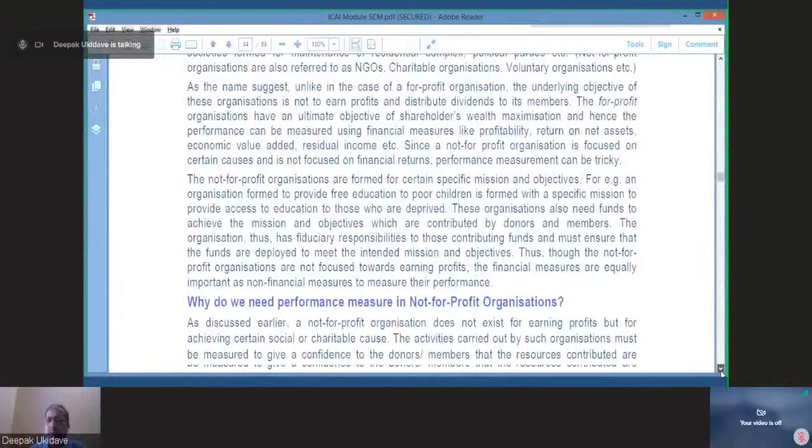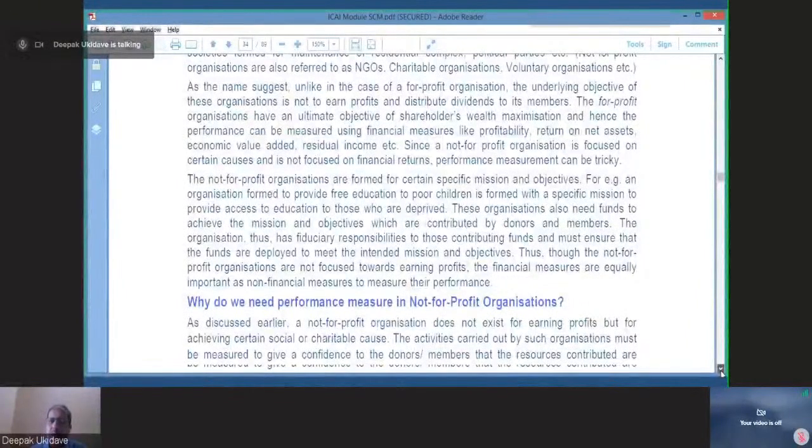So in case of not-for-profit organizations, apart from financial measures or over and above financial measures, non-financial measures are equally important. Financial measures are important because you are accountable to the donors and patrons for the amount given for charity. So whether their funds are being appropriated for the right purpose or not, that has to be assured to them, and there has to be transparency in the reporting by not-for-profit organizations.